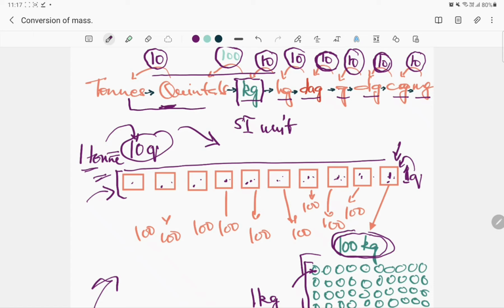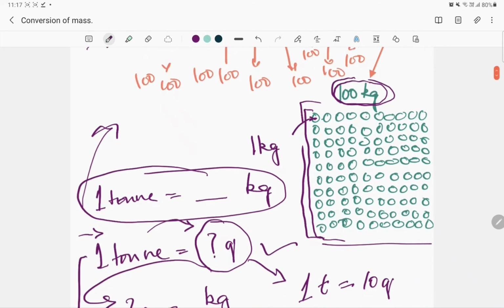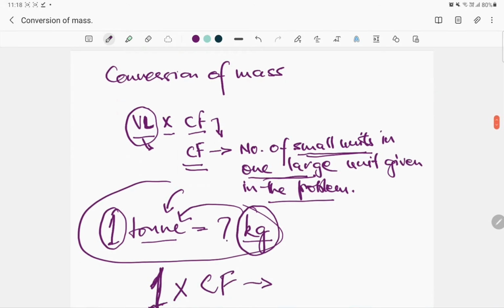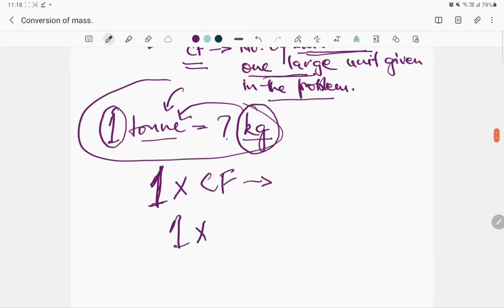You have to convert from tons to quintals, and then convert quintals to kilograms. What is the conversion factor for tons to quintals? It's 10. What is the conversion factor for quintals to kilograms? It's 100. So you multiply 10, the first conversion factor, with 100, the second conversion factor, and you get 1000, and this becomes the conversion factor for this particular problem. So you multiply 1 by 1000, the value you get is 1000, and this is the conversion of a ton to a kilogram.